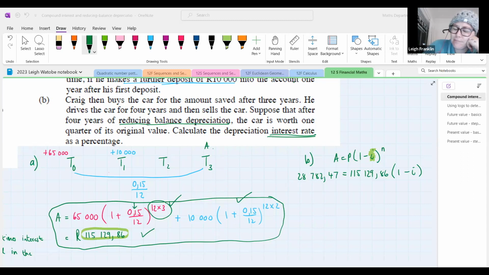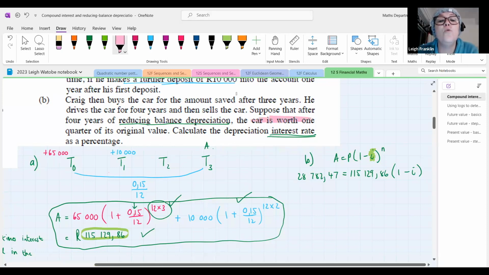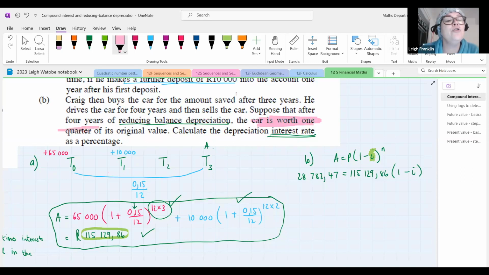Ma'am, I would like to ask why are we dividing it by 4? Why are we dividing what by 4? Oh, you mean why are we dividing P by 4? Yes, ma'am. Because the car, if you look here, Kamgelo, after 4 years of driving it, the car is worth 1/4 of its original value.